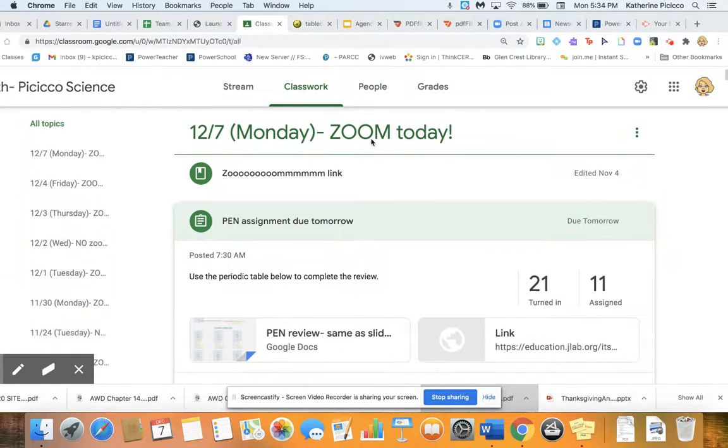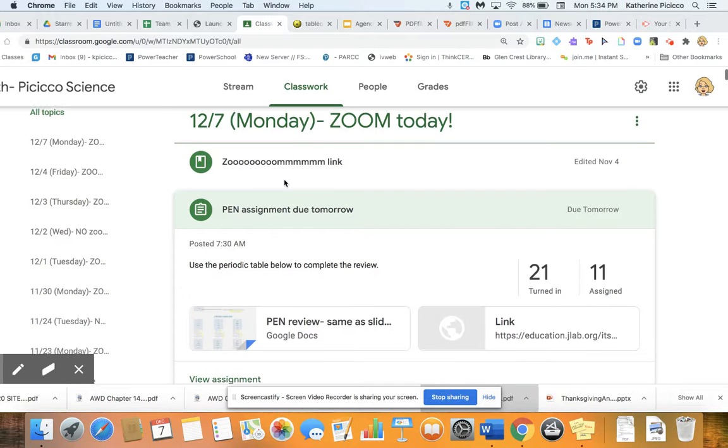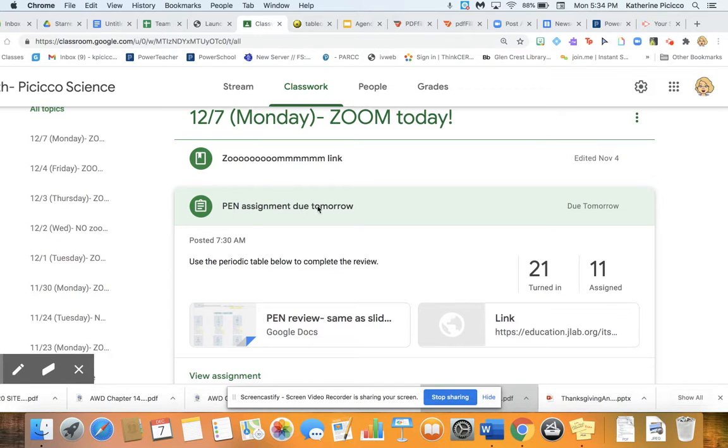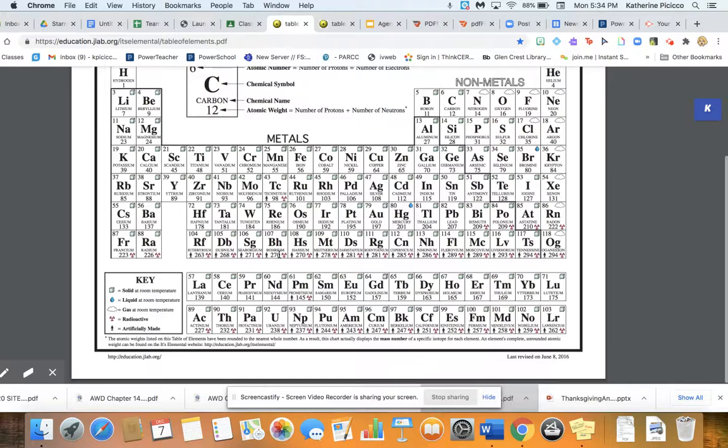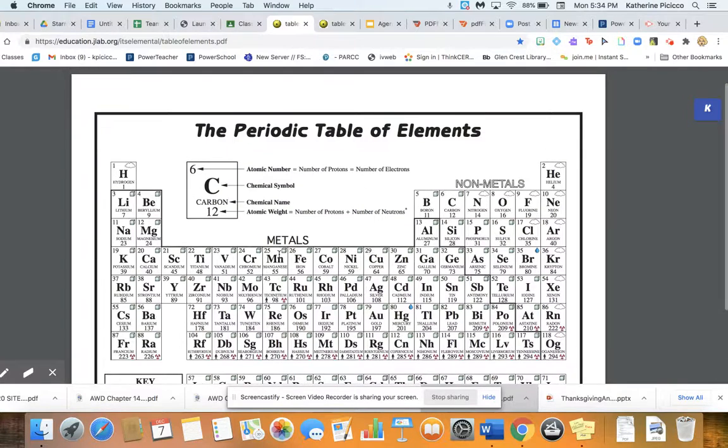So if you look under the link for today, you'll notice a Zoom link, and then you'll notice a PEN assignment due tomorrow. Okay, and there's two things that you're going to need to do. First, you're going to need to pull up the link, so double click on that, and you should get a link of the beautiful periodic table of elements. Okay, and you'll notice some beautiful things about it.